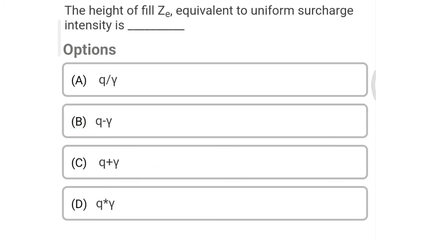So next question, the height of fill Ze equivalent to the uniform surcharge intensity is option A q by gamma, option B q minus gamma, option C q plus gamma, option D q into gamma. So the correct answer is option A q by gamma.